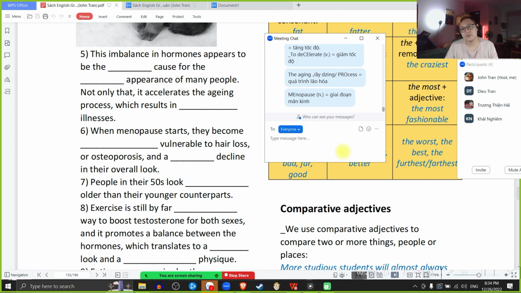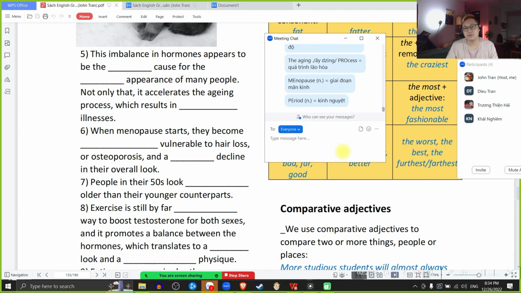So I was talking about menopause, which is the period when women no longer have their period. The word period also means kinh nguyệt. The word period means every month a woman bleeds for 5 days. And then, of course, menopause is when the bleeding stops. You do not have period anymore. It happens around 45 to 50 years old for women. Of course, men do not have menopause.